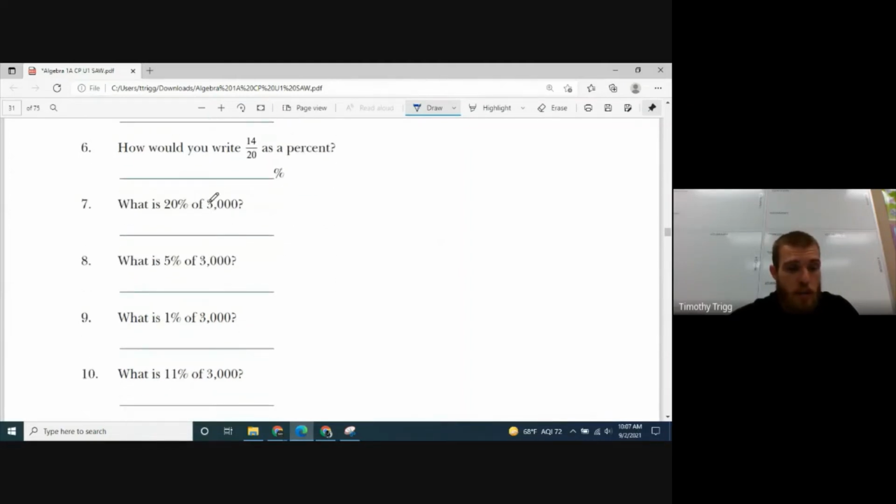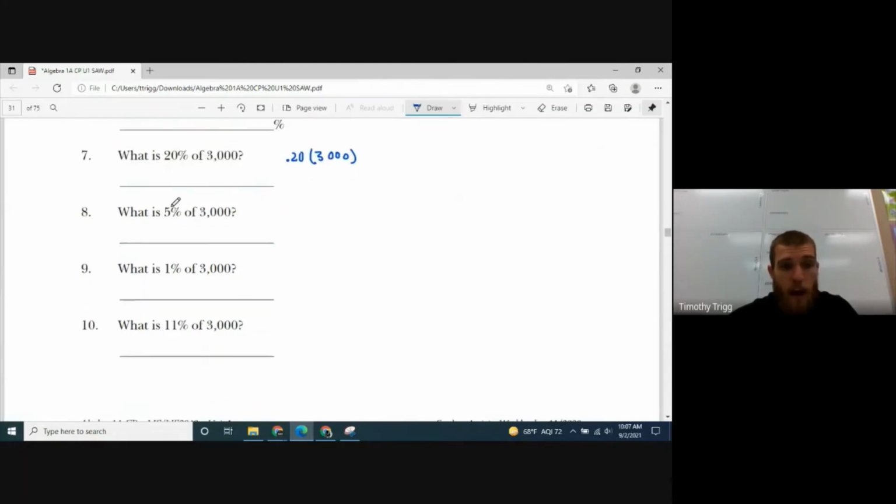What is 20% of 3,000? Well, you could always change the percentage to a decimal and then just multiply. So that would be 0.20 times 3,000. And that'll give you your answer. What is 5% of 3,000? Again, we could just change the percentage to a decimal by moving the percentage twice to the left. So that's 0.05, right? Moving it over twice, times 3,000. Okay.